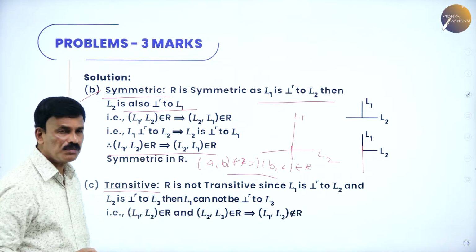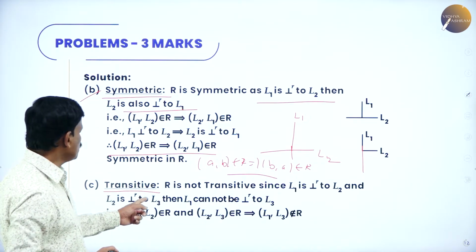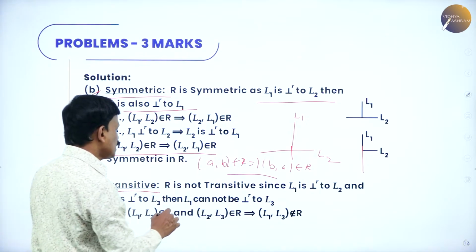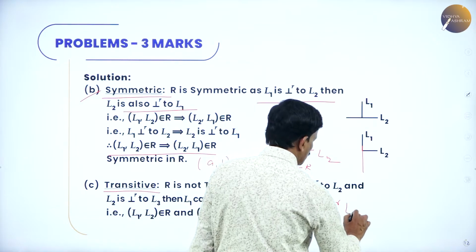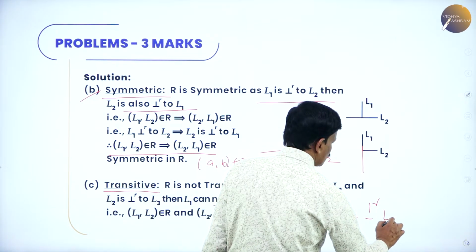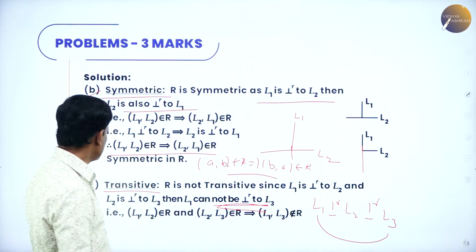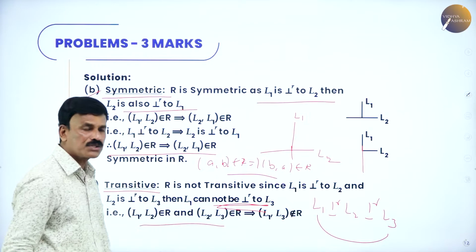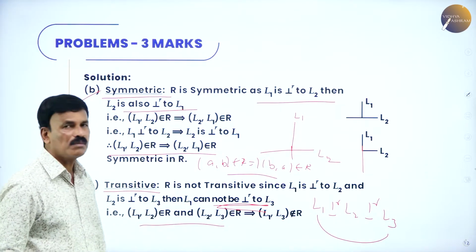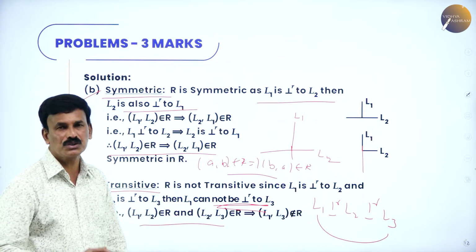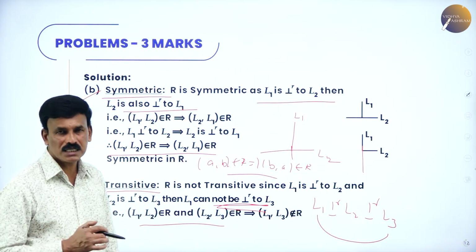R is not transitive because if L1 is perpendicular to L2 and L2 is perpendicular to L3, then L1 is not perpendicular to L3. So, therefore, (L1, L2) belongs to R and (L2, L3) belongs to R implies (L1, L3) does not belong to R. So, only symmetric but not reflexive and transitive.